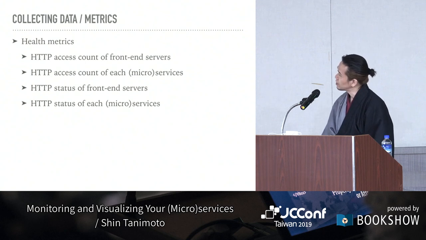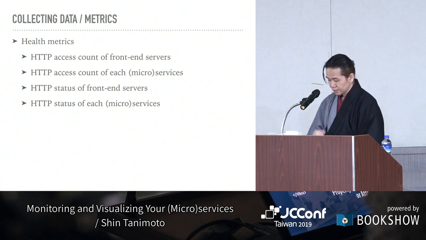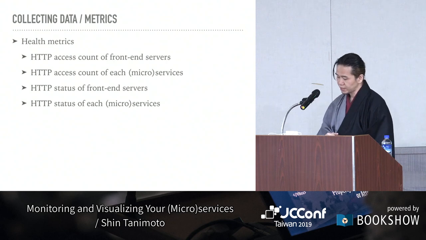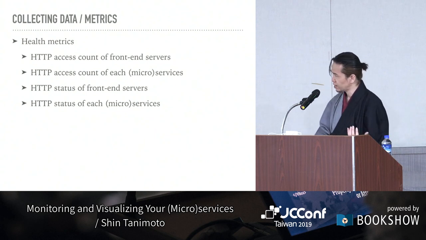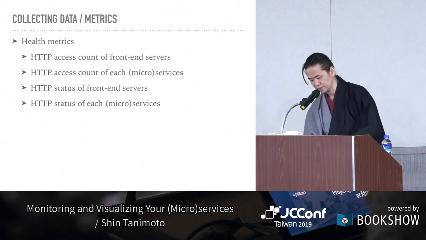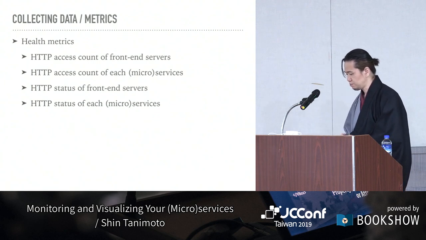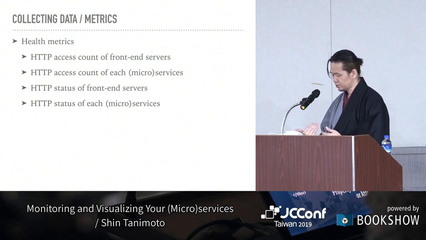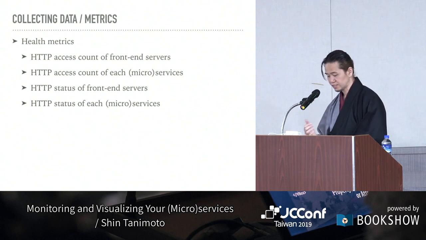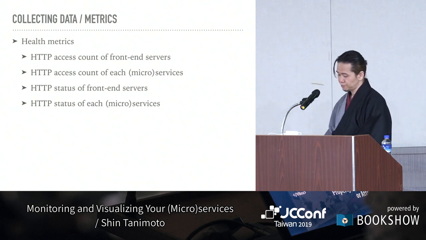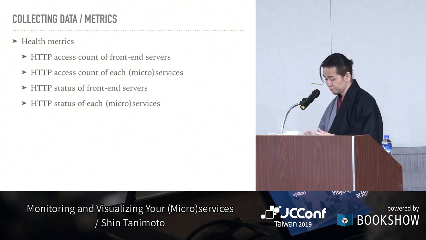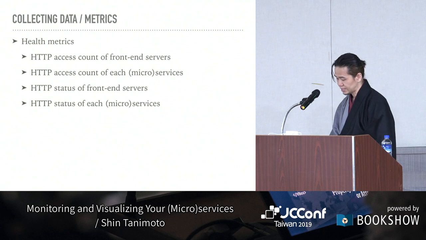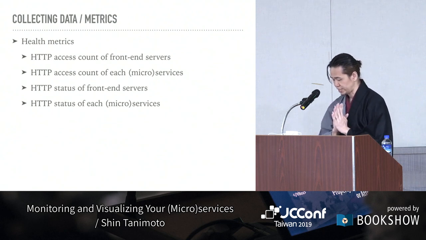And next, the last one is the health. The health metrics include how many HTTP accesses there are, and whether each HTTP status was 200 or 500, 300, 400, whatever. So here I call them metrics. But they are actually aggregations from access logs. So in that sense, they might be classified as logging, not metrics. But for convenience, they are called metrics here.